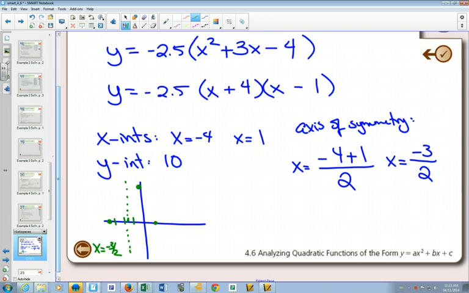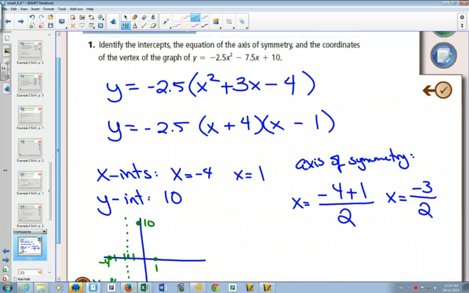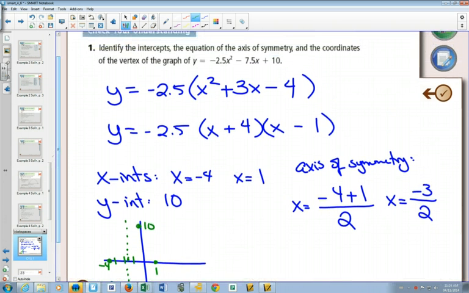So we have negative 4, positive 1, positive 10 as 3 points. We can still find the vertex. We'll have to probably go to our calculator for this. But since we know the x-coordinate is negative 3 over 2, you can plug that into the equation, either into the original one or into the factored form, and see what you get. I'm going to plug it into the original one.